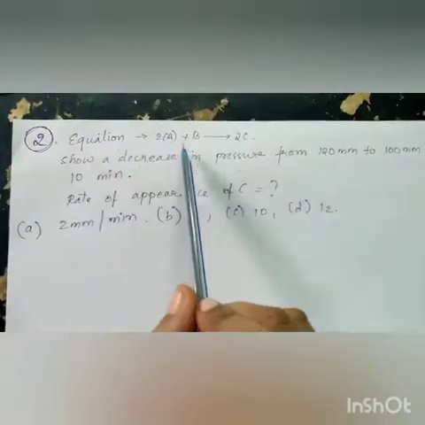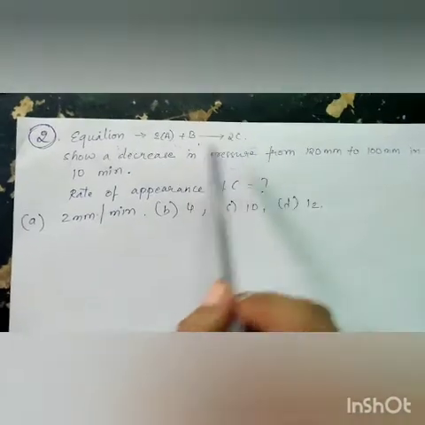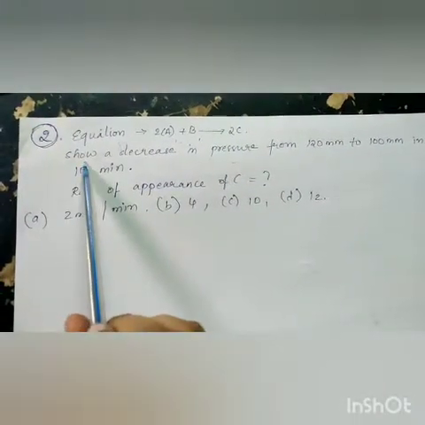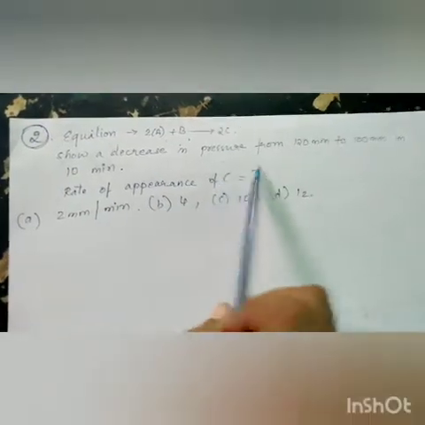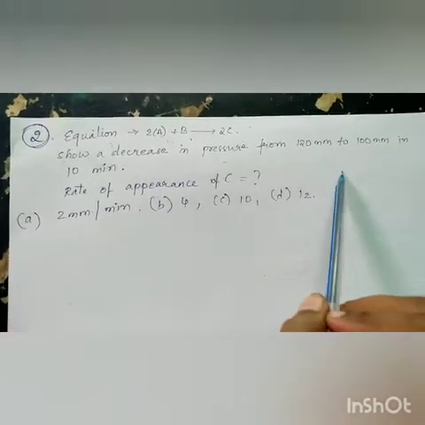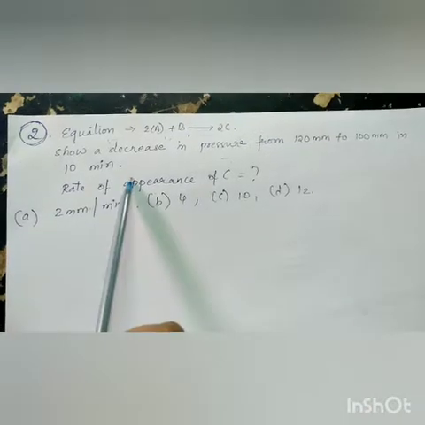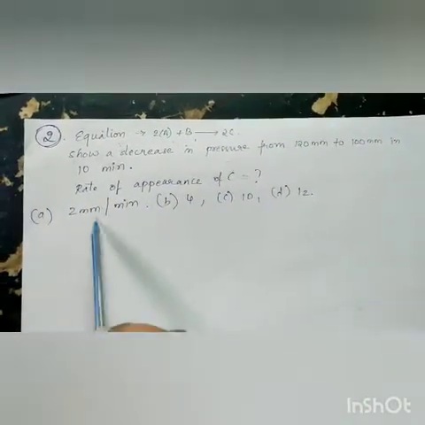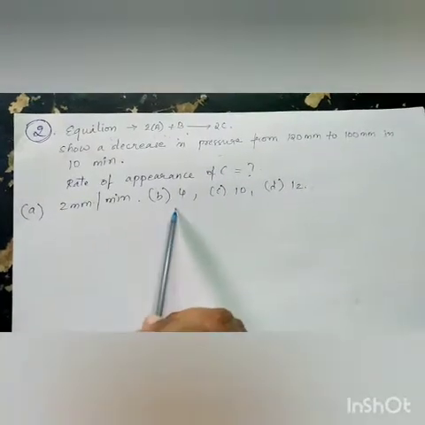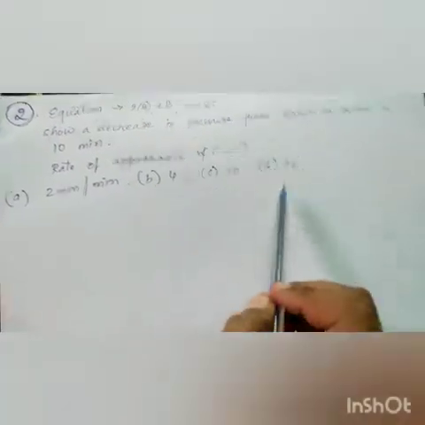This is the second question. They have given the equation 2A plus B gives rise to 2C, and they have told that the pressure shows a decrease from 120 millimeters to 100 millimeters in 10 minutes. Okay, and they asked the rate of appearance of C. Options are 2 millimeter per minute, or 4 millimeter per minute, or 10 or 12.